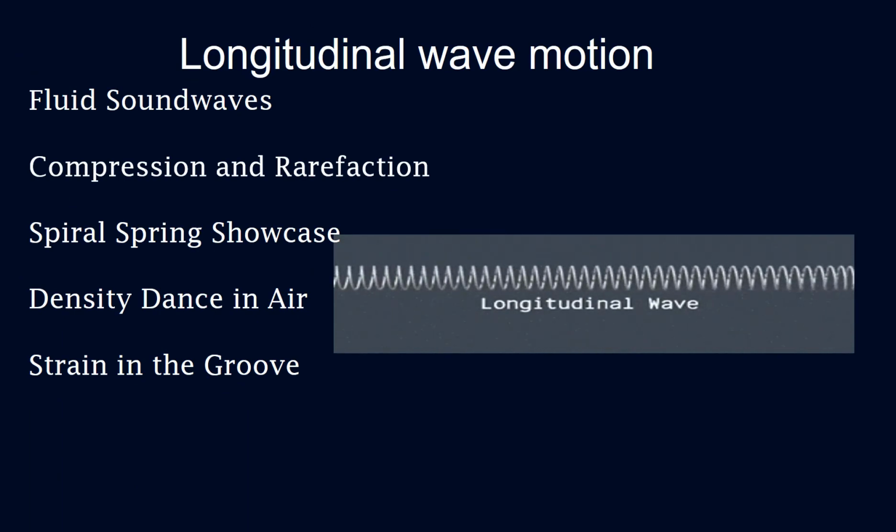Imagine each particle in a medium grooving back and forth along the same path. This is longitudinal wave motion. Picture sound waves making their way through liquids and gases, like a melody traveling through air. As the wave travels, it squeezes the particles together, that is compression, and then gives some breathing space, that is rarefaction. Visualize a spiral spring attached to a wall. As it moves, the coil dances in harmony, creating longitudinal waves along the spring's length.